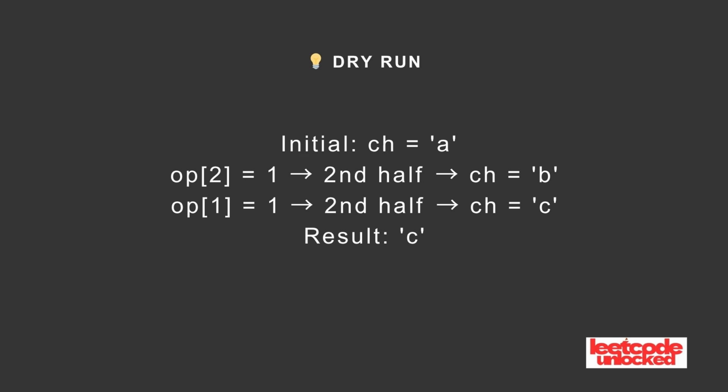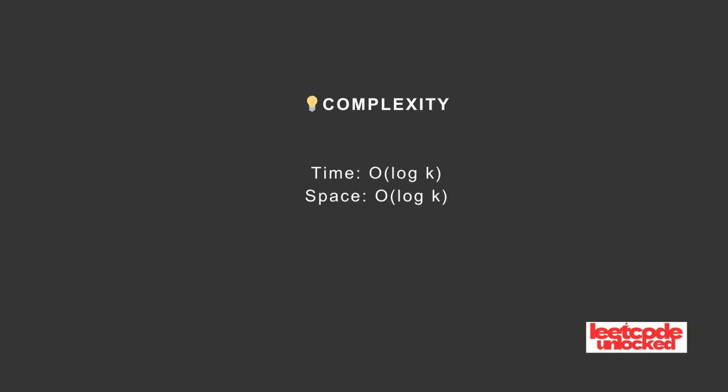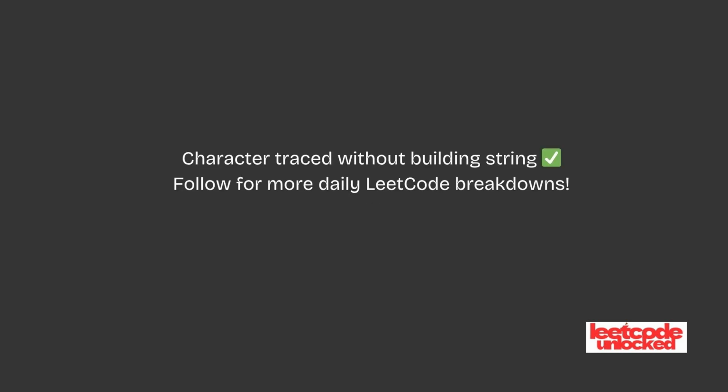Final output equals c, time O(log k), space O(log k). We only store lengths and loop at most log base 2 of k times. And that's how you solve Find the K-th Character in String Game 2. The key is to think backward, not forward, and trace the character's journey rather than simulate the string.